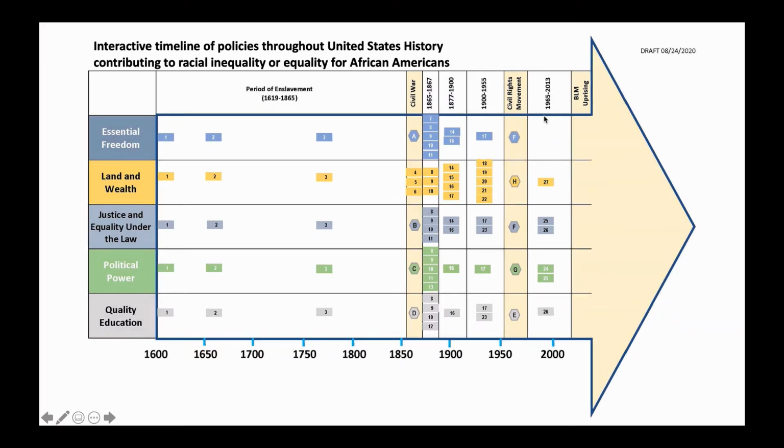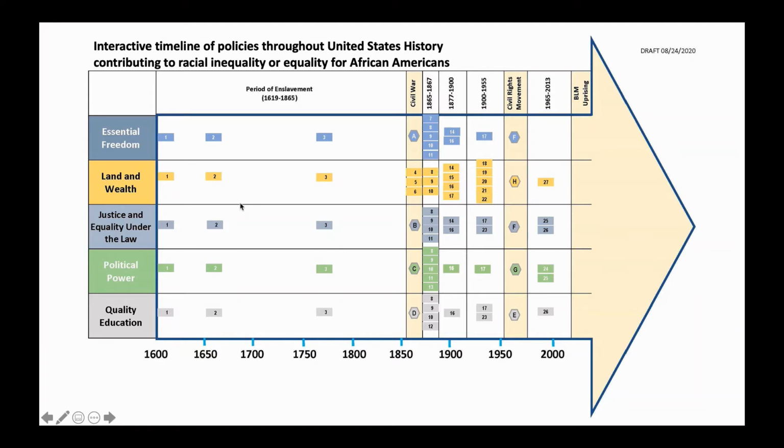To interact with the timeline, you can hover over the number, and the title of these policies will pop up. For example, in the category of land and wealth, during the Civil War, the Homestead Acts, the end of slavery without land, education, or money, and the program of presidential reconstruction all contributed to greater inequality in the access to land and wealth for African Americans.